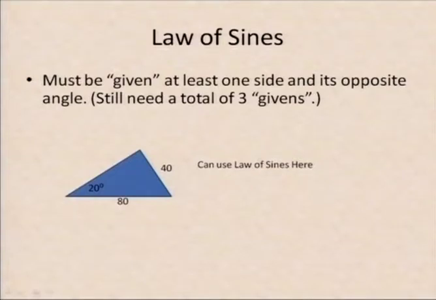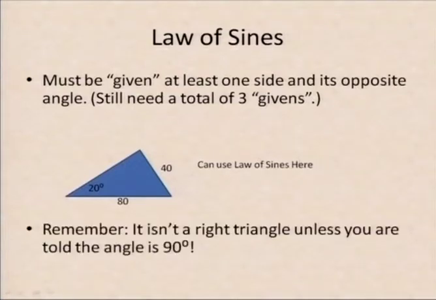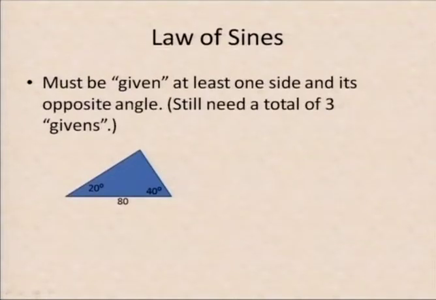we can use the law of sines. Now, a lot of people would look at this one and think, oh, well, Pythagorean theorem can be used here. It's a right triangle. No, it's not a right triangle unless you're told that that's a 90-degree angle. Don't ever assume, it looks like it's a right triangle, therefore I'm going to work on it as a right triangle. You can't do that. Okay? So here again, we have to be given at least one side and its opposite angle. Do you think you could do this one?